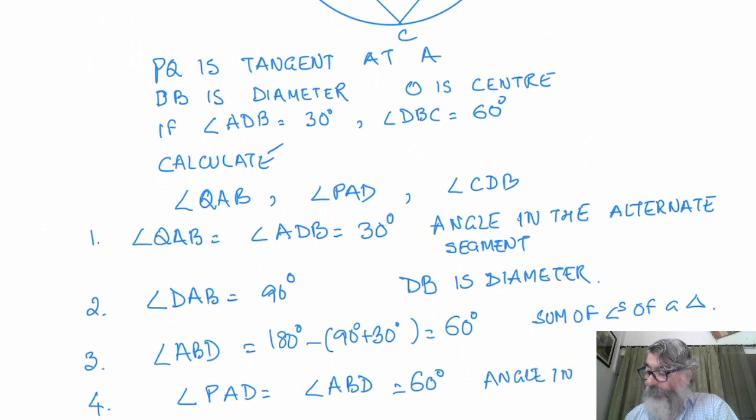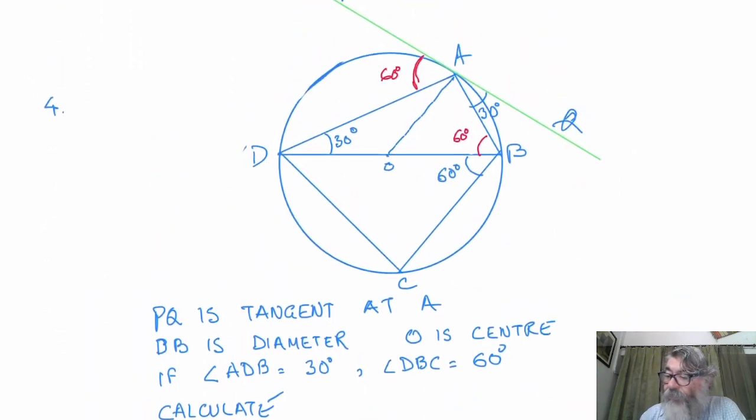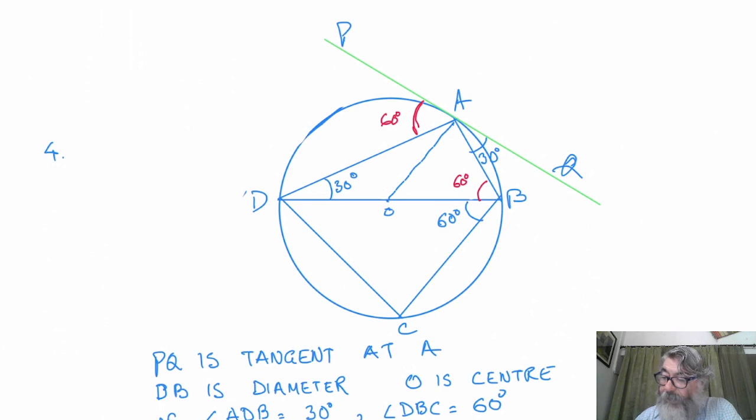I'm just writing in short, but actually it is the angle between tangent and a chord is equal to the angle in the alternate segment. But this theorem is called alternate segment theorem, so I'm writing just that much. What are we saying? That PQ is a tangent and AD is a chord.